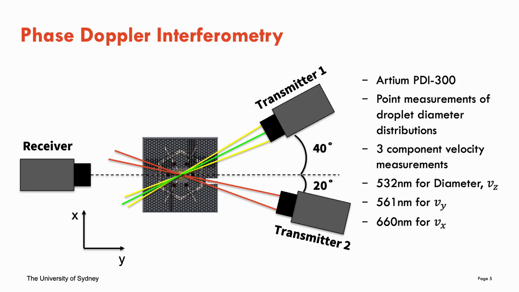To characterize the exit plane boundary conditions, we use phase Doppler interferometry. We use a PDI 300 system, which gives us point measurements of droplet diameter distributions at the exit plane. This is a 3-component system, so it measures 3-component velocity, x, y, z. What we do is traverse the entire exit plane, in x and y, to obtain droplet statistics at every single point.